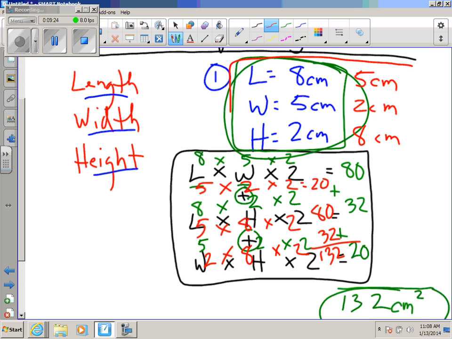Whatever you decide to assign as L, W, or H, it's not going to matter as long as you use all 3 measurements. Don't repeat them. You obviously can't go, well, I'm going to have a length of 8, width of 8, height of 8. No. It's not 8, 8, 8, is it? Okay, so as long as you assign one to each place, it will work out. Just like I showed you.